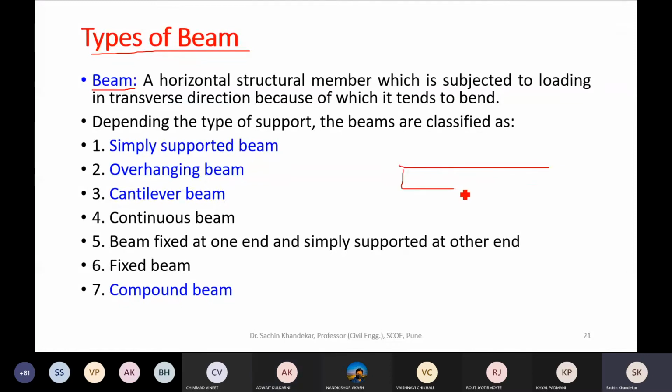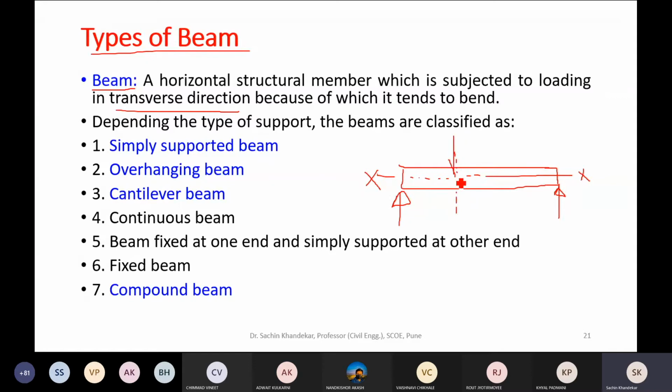Say this is a horizontal structural member. Say, for example, it is something like this, resting on these two columns, right? Now the x-axis is the major axis of this beam. This is also called the longitudinal axis, right? And the axis which is normal to this major axis x is called the transverse direction. So the transverse direction is perpendicular to the major axis, right?